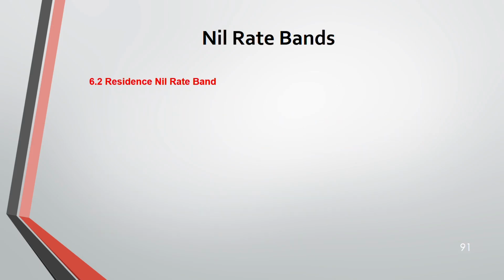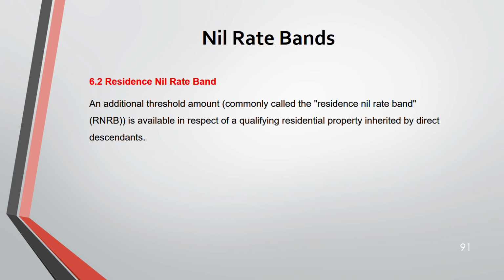Now, residence nil rate band. This is an additional amount. To qualify for this, it is in respect of qualifying residential property that is inherited by whom? Direct descendants. Remember, to get it, the residential property has to be directly inherited by direct descendants. That means from father to son, father to daughter. Husband and wife are not descendants of each other, right? So it has to be inherited by direct descendants to claim the residence nil rate band.